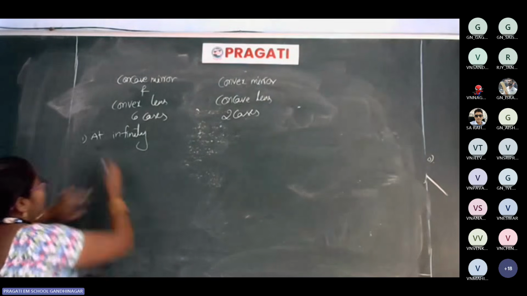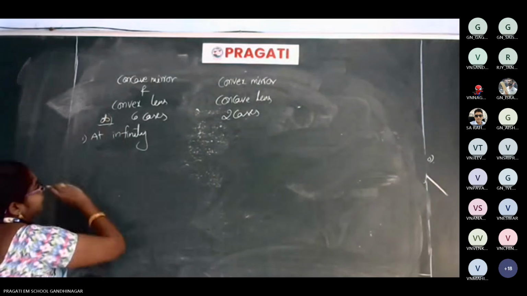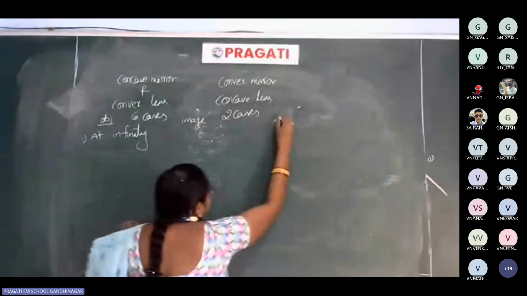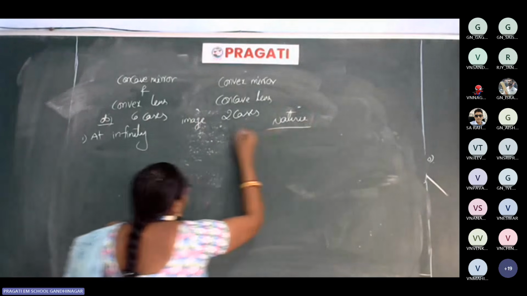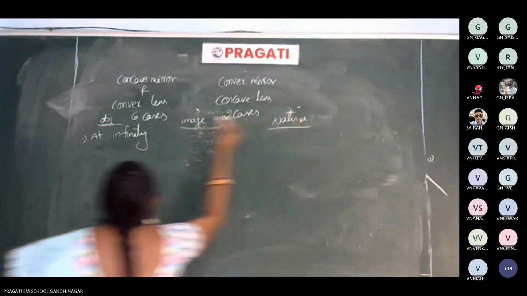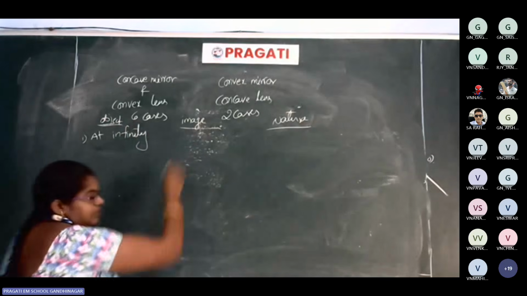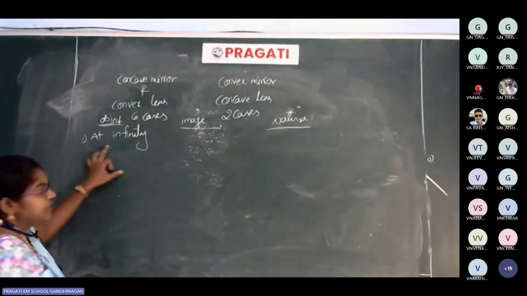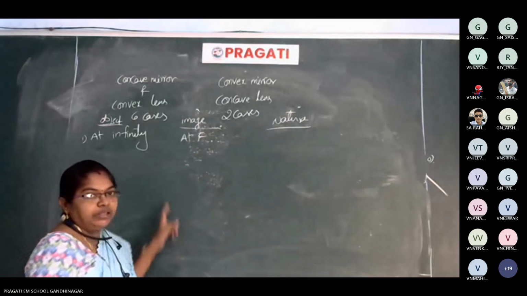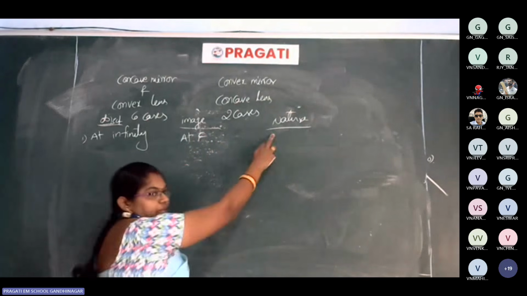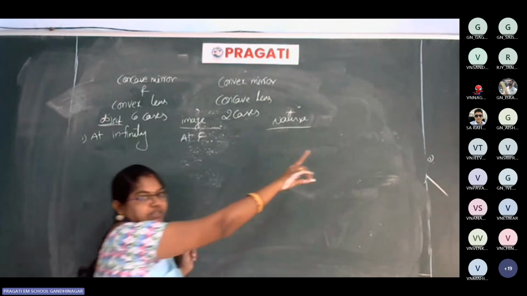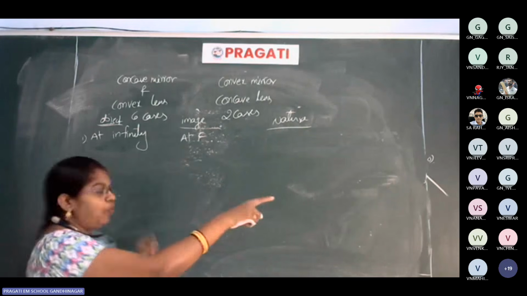See at infinity. If the object is at infinity, what is the position of the image and what is the nature of the image? Position and nature. This is object, image, nature. If the object is at infinity, the image is formed at F. What is the nature of the image? Real, inverted, point size.